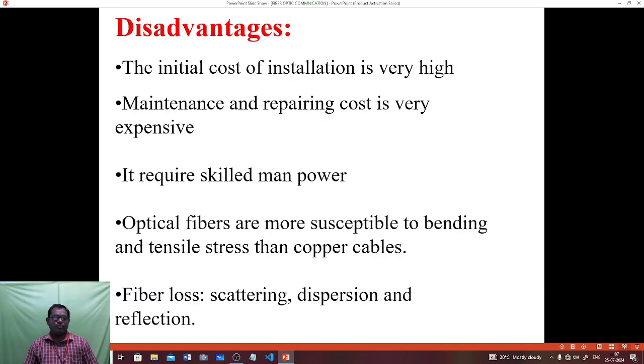Disadvantages of optical fiber: the initial cost of installation is very high. Maintenance and repairing cost is very expensive. It requires skilled manpower for the optical communication system. Optical fibers are more susceptible to bending and tensile stress than copper cables. Fiber loss: scattering loss, dispersion loss and reflection loss occur during the process of optical fiber.